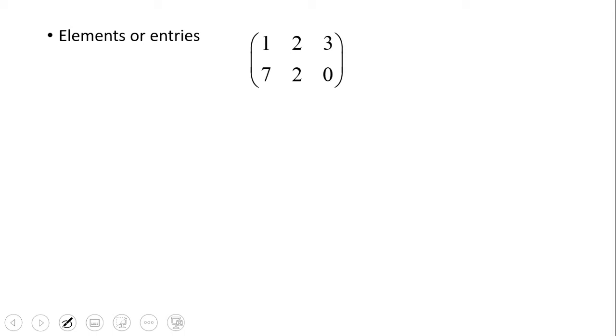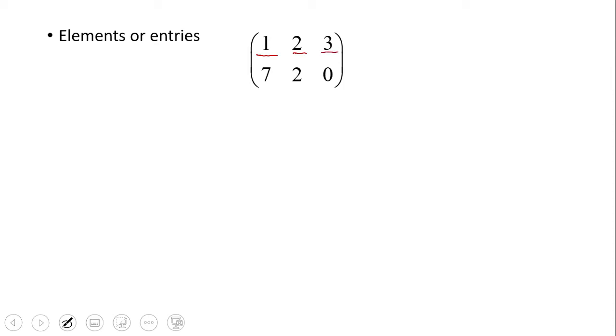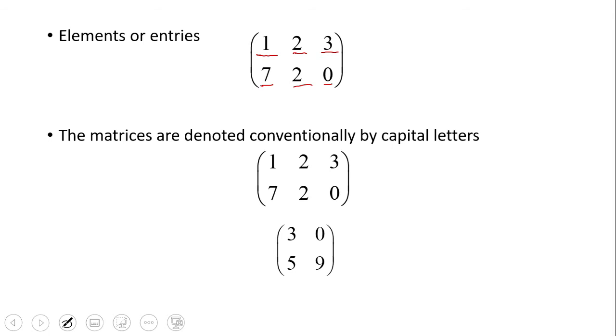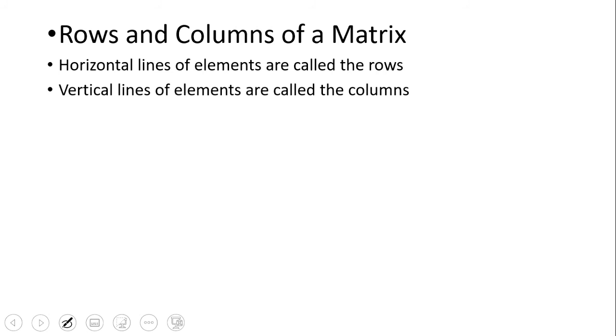Now let's talk about elements or entries. These numbers which are in the matrix are known as elements or entries of the matrix. And the next thing is that matrices are denoted conventionally by capital letters. For example, we have this matrix, we can denote it by A, so this will be the matrix A. Similarly, we have another matrix, we can denote it by another capital letter, say M, so it will be a matrix M. It's simple. Now, rows and columns: the horizontal lines of elements in a matrix are its rows, whereas the vertical lines of elements form the columns.